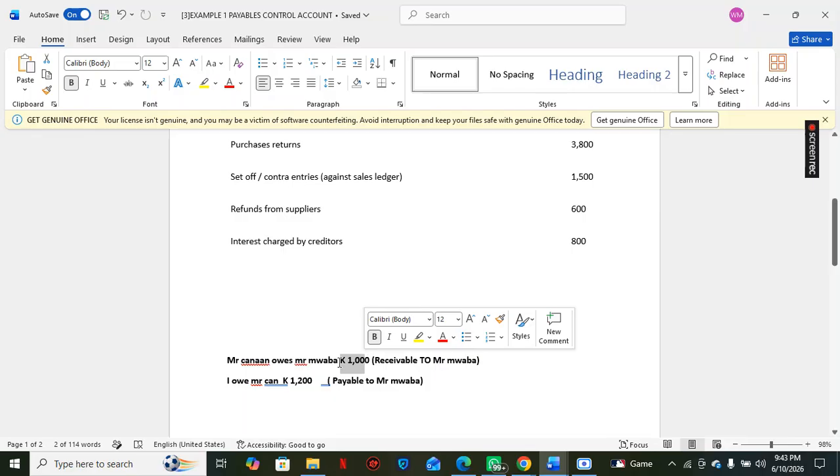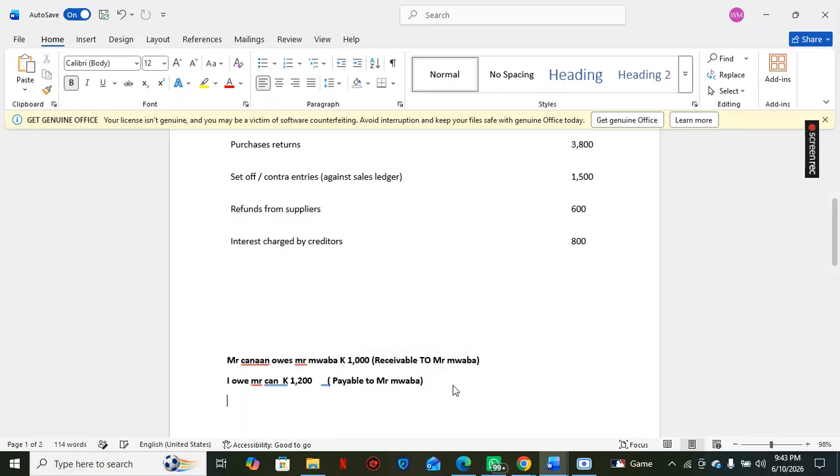Like in this case, when we say we're going to have a set off of 1,000, it means we're cutting off what Mr. Kenan owes me, reduction in an asset. Okay. And also we're reducing what I owe Mr. Kenan by 1,000, reduction in a liability. All right. So after we set off these 1,000s, it will mean I just owe Mr. Kenan a 200.